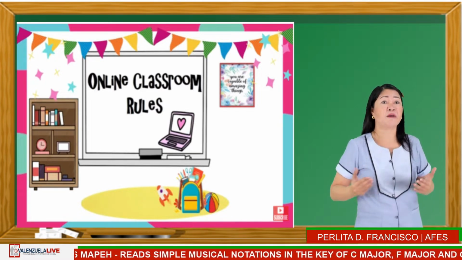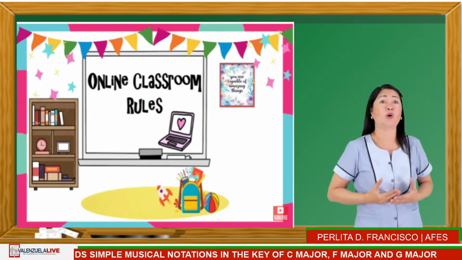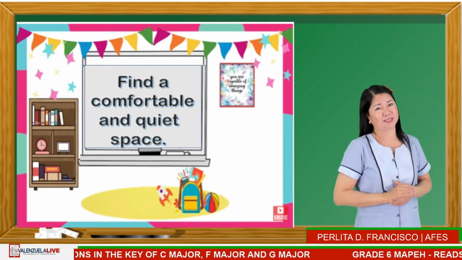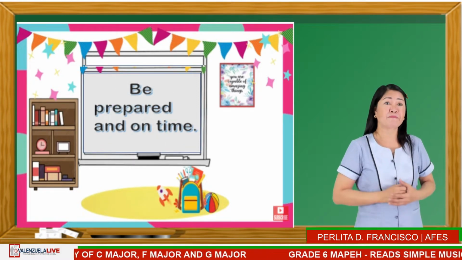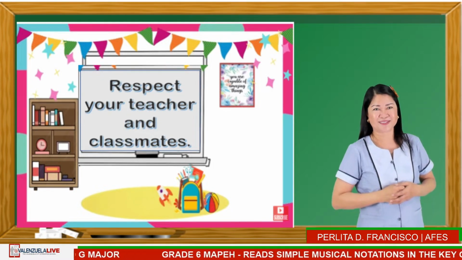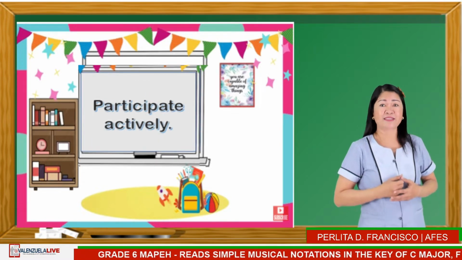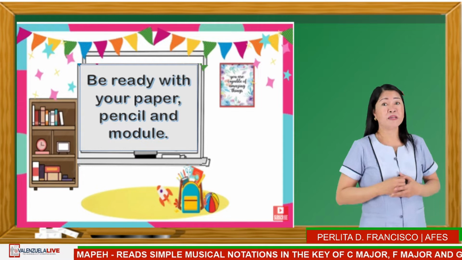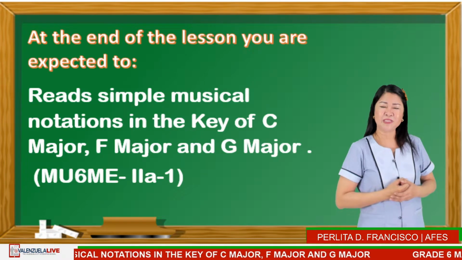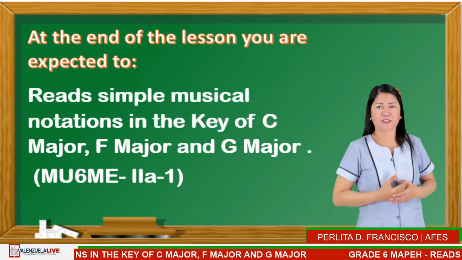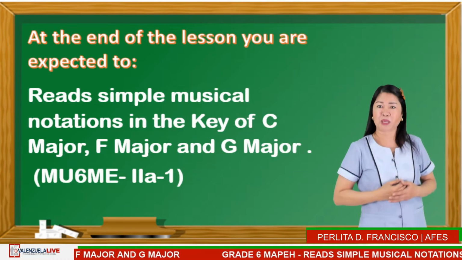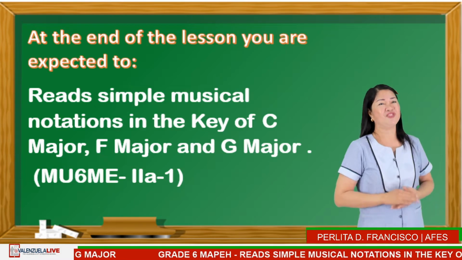So class, there are some rules to follow while we are having our online class. First, find a comfortable and quiet space. Next, be prepared and on time. Respect your teacher and classmates. Participate actively. Be ready with your paper, pencil, and of course your mojo. Plus, at the end of the lesson, you are expected to read simple musical notations in the key of C major, F major, and G major scale.